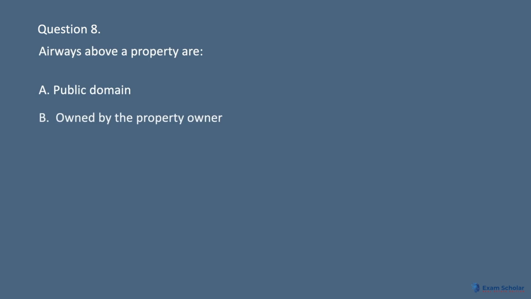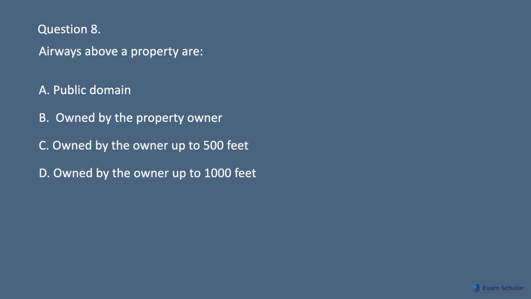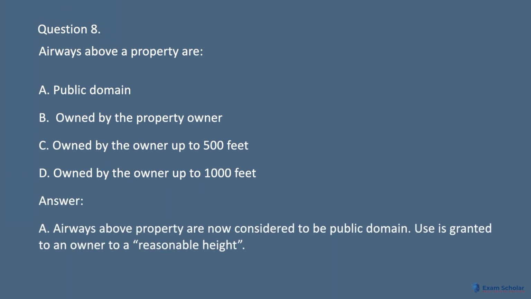Question 8. Airways above a property are A. Public domain, B. Owned by the property owner, C. Owned by the owner up to 500 feet, D. Owned by the owner up to 1,000 feet. Answer A. Airways above property are now considered to be public domain. Use is granted to an owner to a reasonable height.